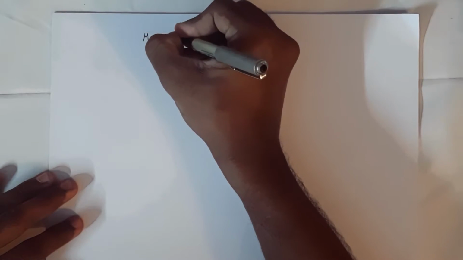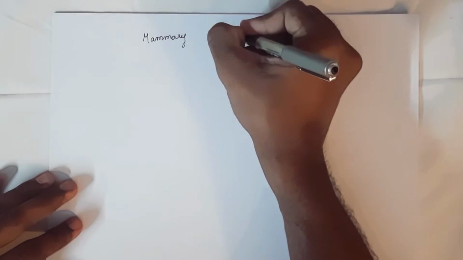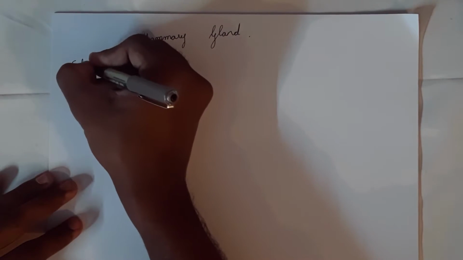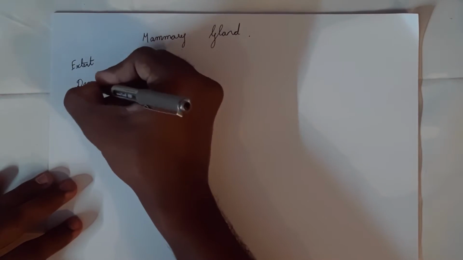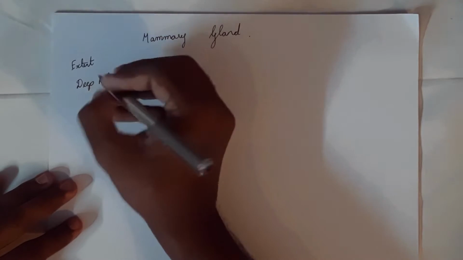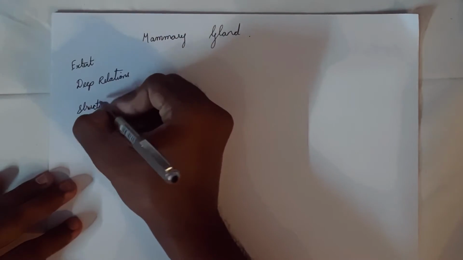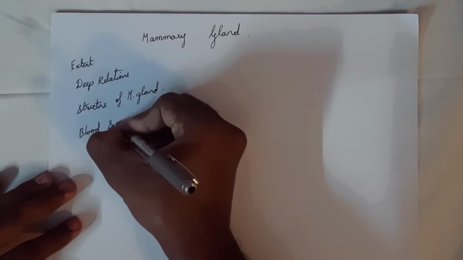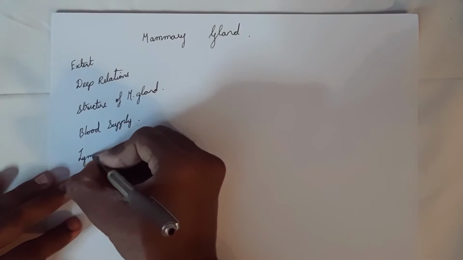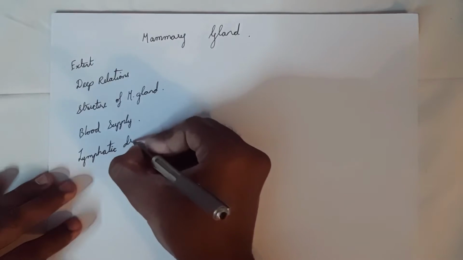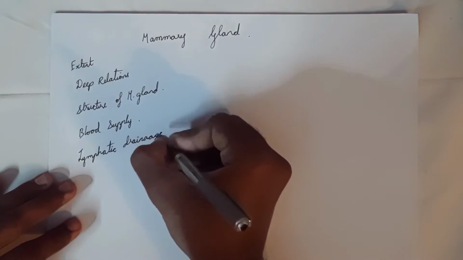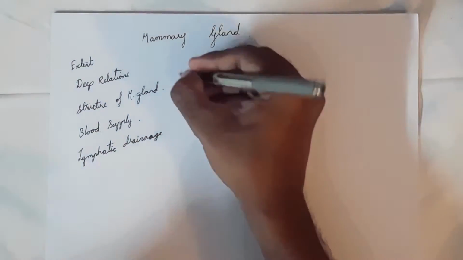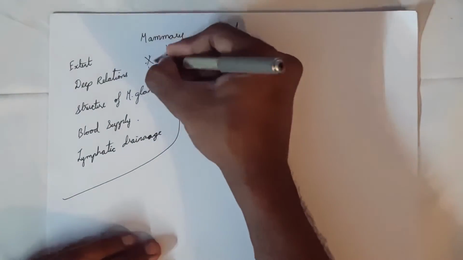Okay, guys, the topic that we will be dealing with now is the mammary gland, which is a very important landmark in the upper limb. First we'll see the topics: extent, deep relations, structures of the mammary gland, blood supply, and lymphatic drainage. Now let's have a general view on it.